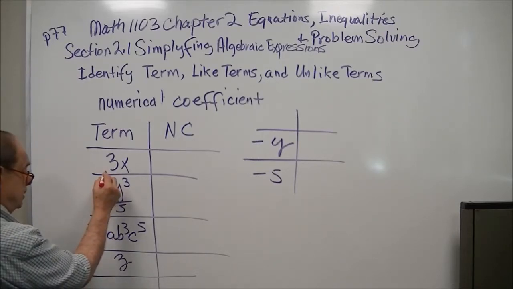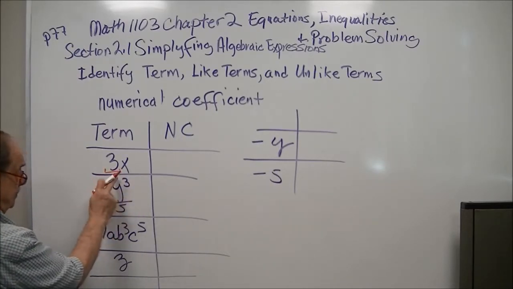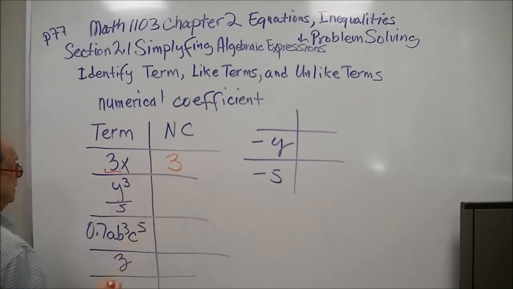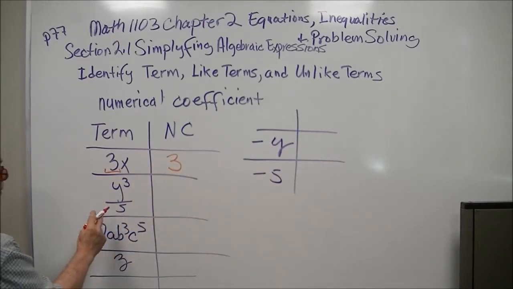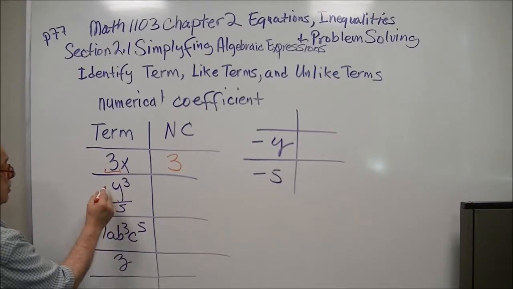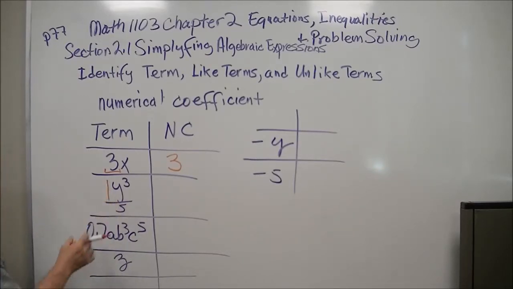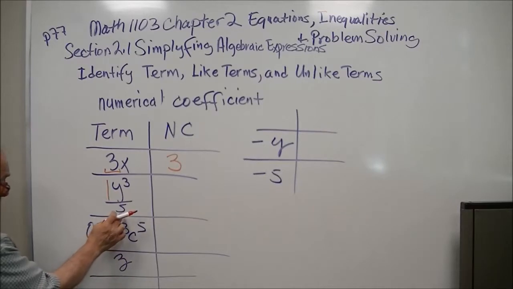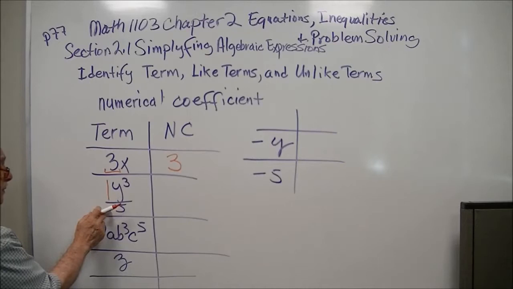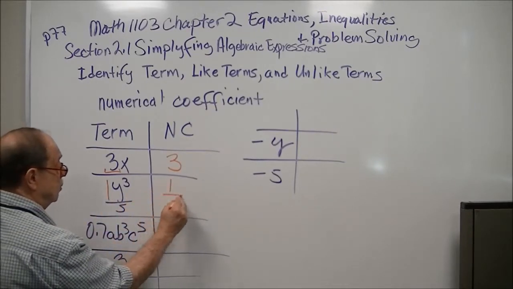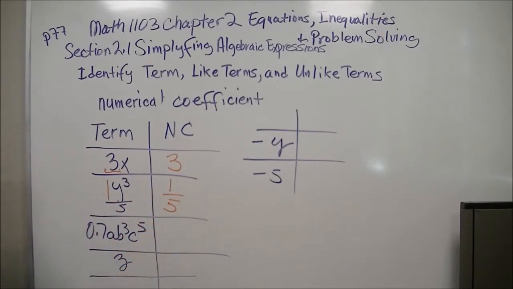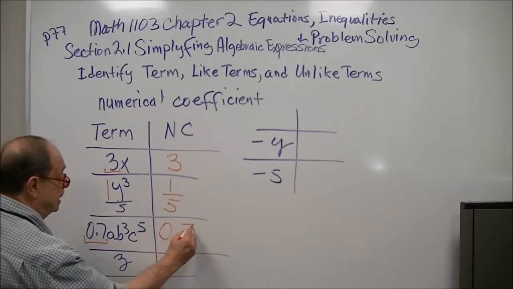Well, it's basically the number that is with the term. So here it's a 3. Now, the number with this term, up in the numerator, there's a 1 there that we don't write usually. And then in the denominator, we have a 5. So the numerical coefficient of this term is 1/5. And this is another way to write it. The numerical coefficient of this term would be 0.7.